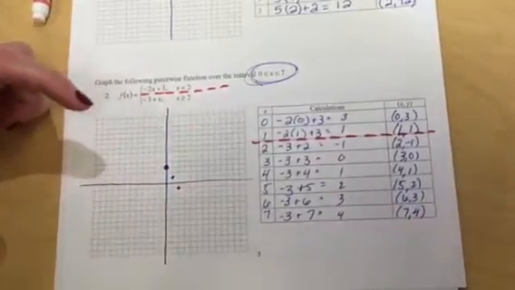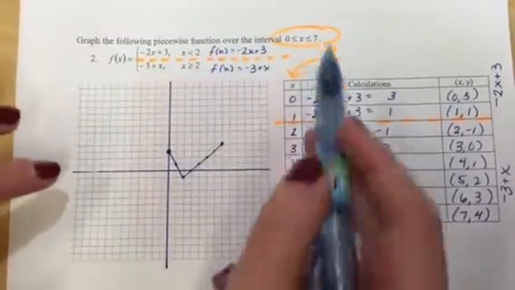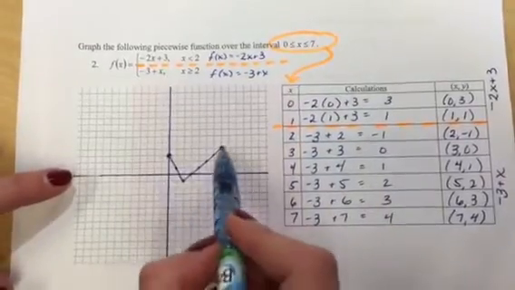I plot all my points, and you should end up with a lovely looking graph just like this. Notice that my graph does not continue. It's an interval, so it has a beginning and an end.